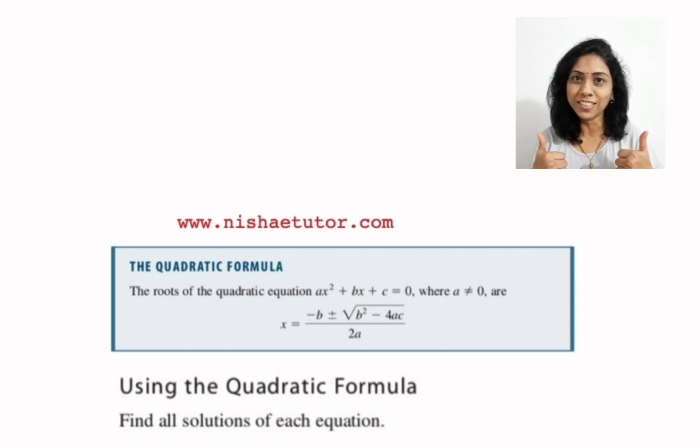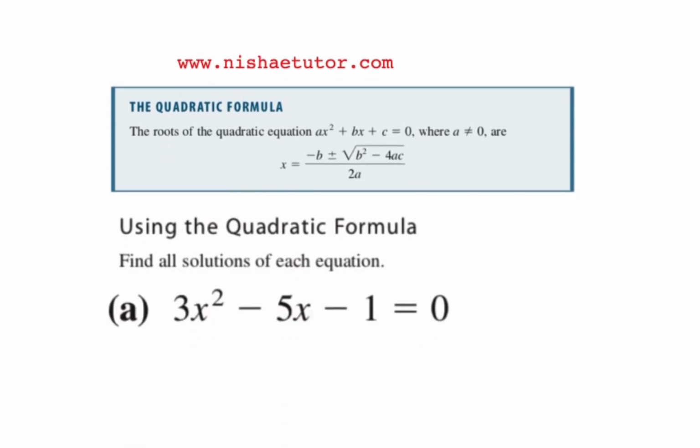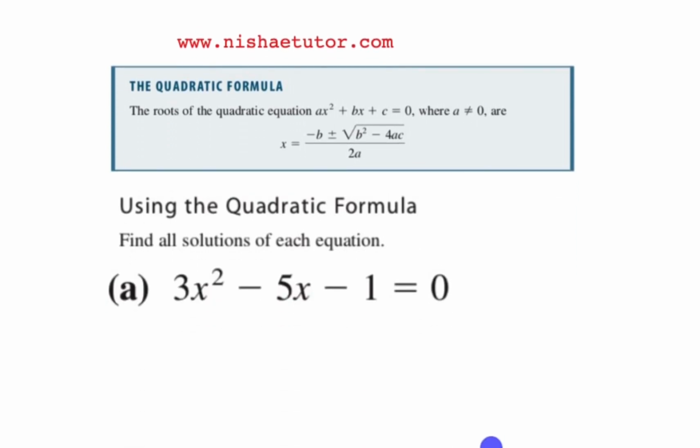So shall we start? If given general quadratic equation in this form ax square plus bx plus c equal to 0, and here a not equal to 0, so the roots are minus b plus minus square root b square minus 4ac upon 2a. This is called quadratic formula. Okay, so let's start the question.